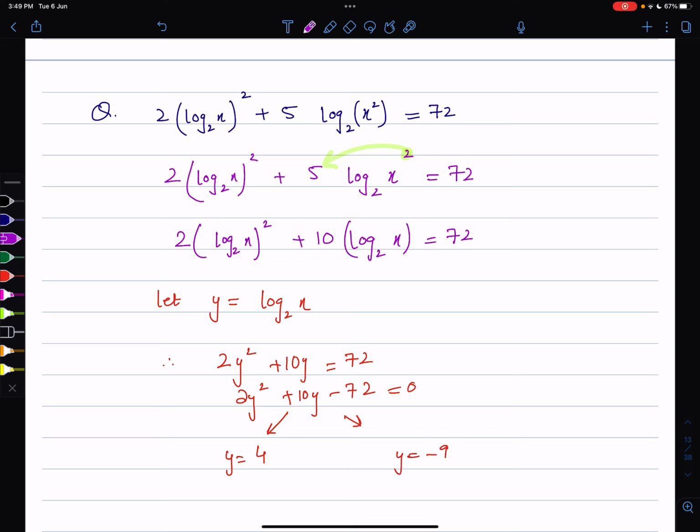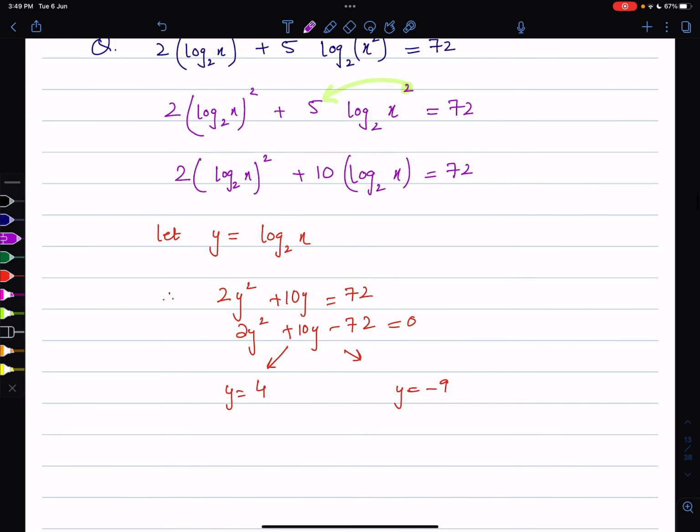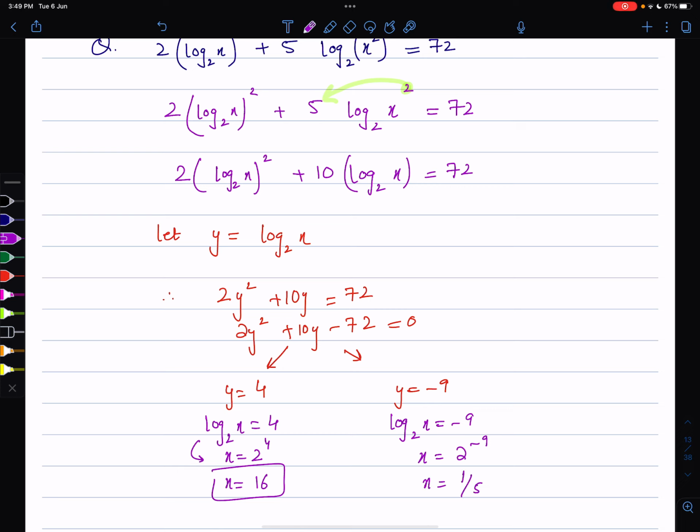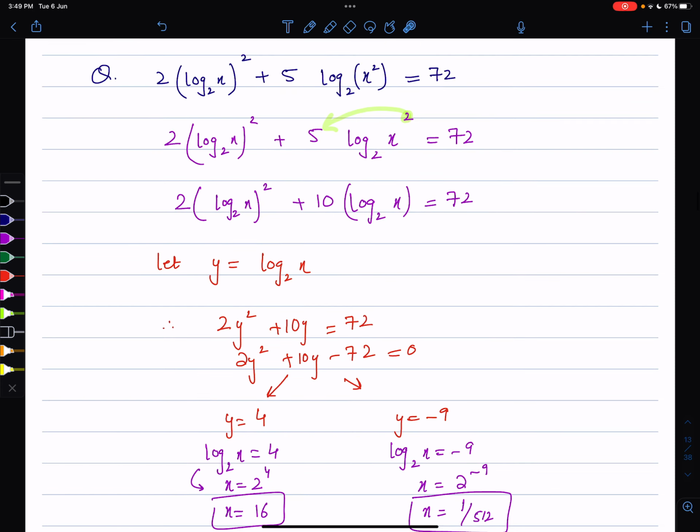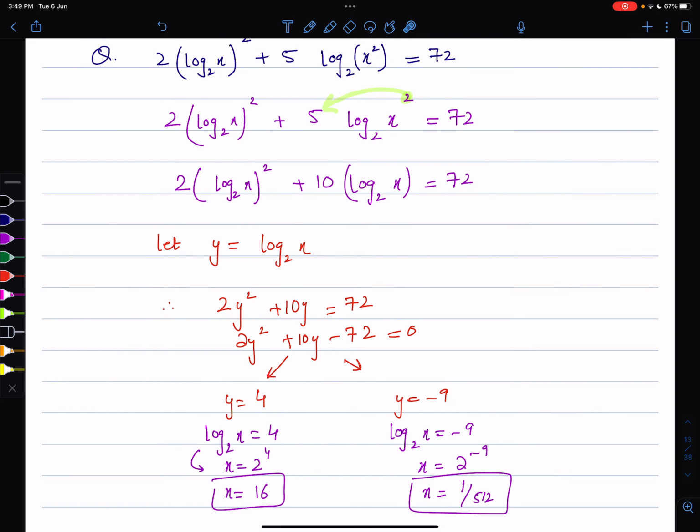Now we don't have to solve for y, we have to solve for x. So y was actually substituted for log to the base 2 of x. So log to the base 2 of x is equal to 4 and log to the base 2 of x equals minus 9. To find the value of x, we will have to convert this into exponential form. So x is going to be equal to 2 to the power 4, which is 16, and x is going to be equal to 2 to the power of negative 9, which is 1 upon 512. Both values are positive, so they are accepted. These are the correct values. Thank you for watching this video.